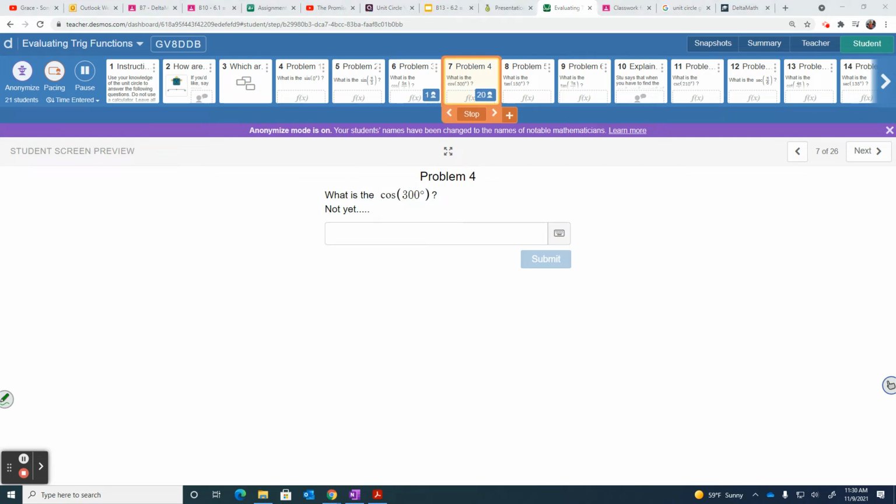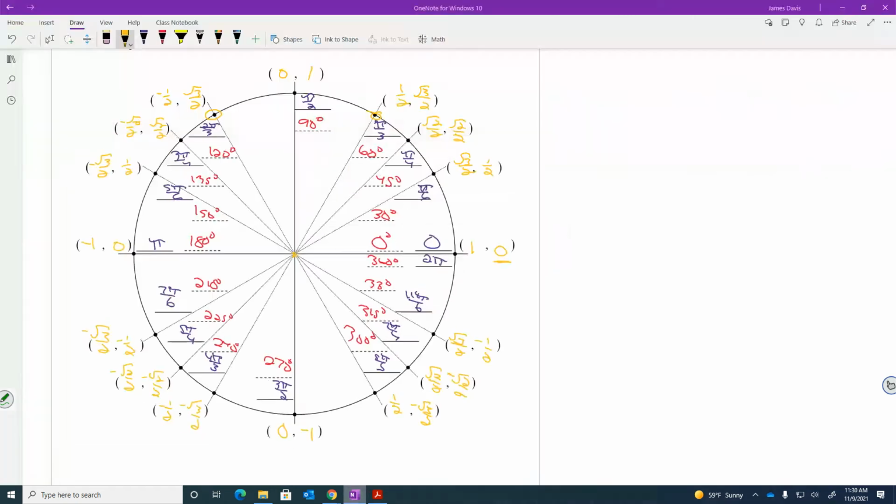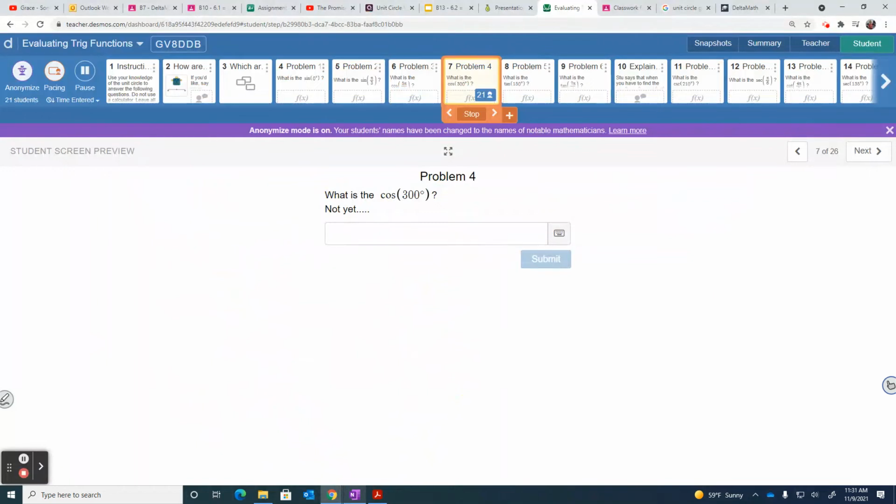All right. Cosine of 300, the last easy one, and then we'll get a little harder here. Cosine of 300. So that's the x coordinate at 300 degrees. So the x coordinate at 300 should be 1/2, positive half.